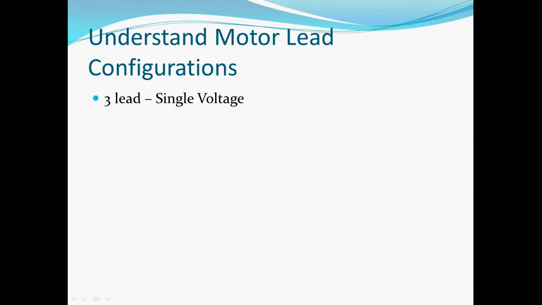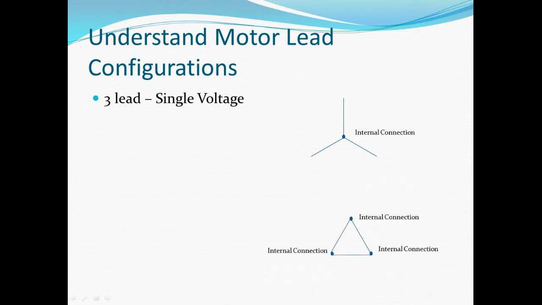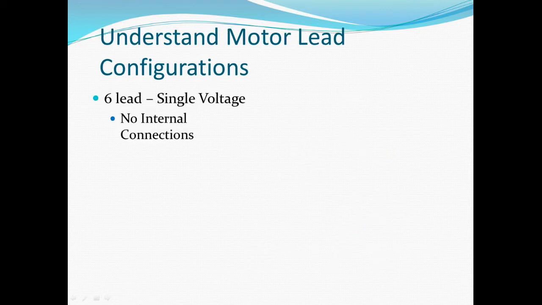So let's talk about different motor lead configurations. First of all, we have a 3-lead, which is just a single voltage motor. These can be in a Y configuration or in a delta configuration. They have an internal connection, so there's only 3 leads in the motor itself. These are going to be terminated to our A, B, and C phase.